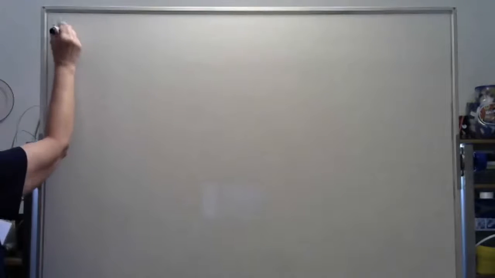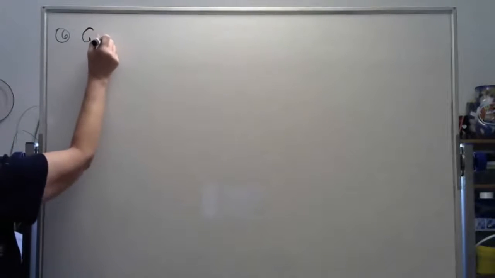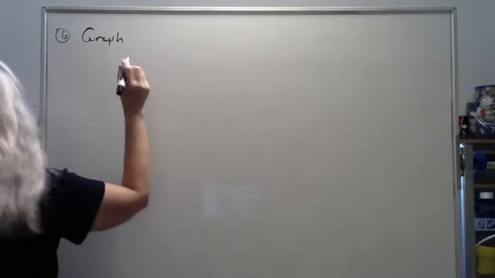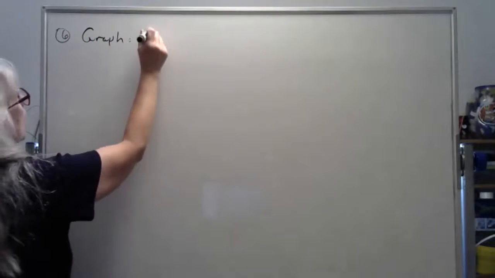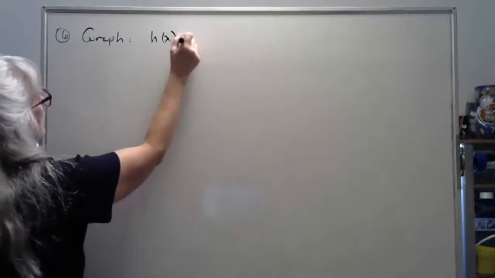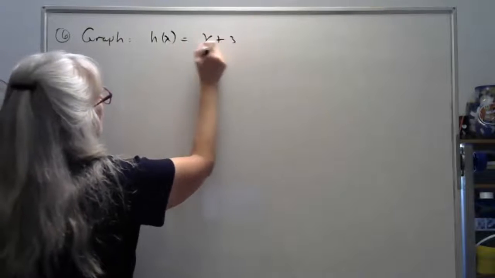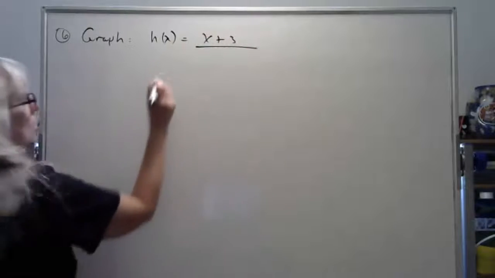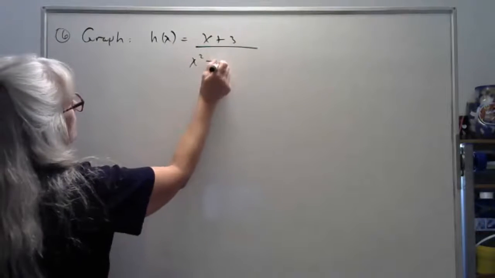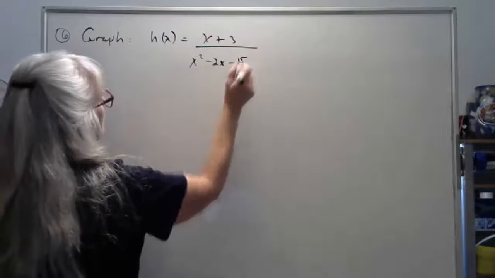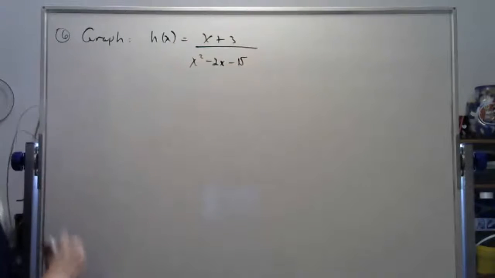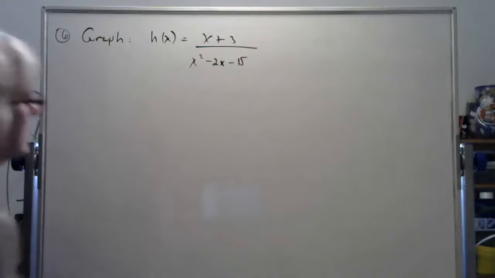Okay, let's come in and this is, I think, number 6. Let's come in and graph a rational function. So that would be something like h of x equals x plus 3 all over x squared minus 2x minus 15. So I want to graph h of x equals x plus 3 over the quantity x squared minus 2x minus 15.